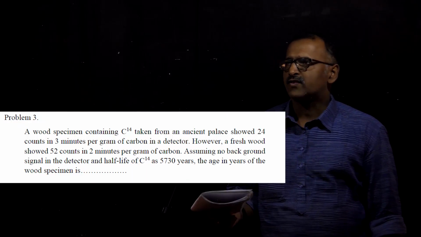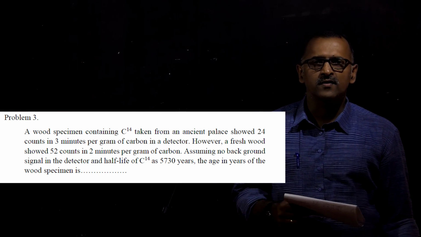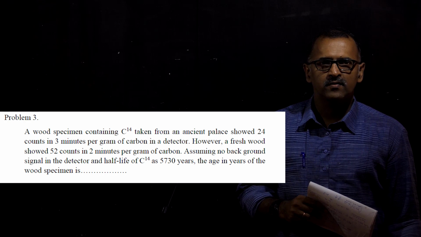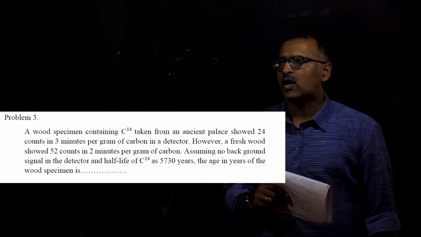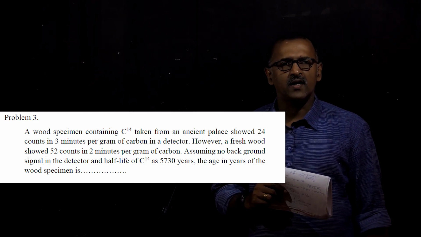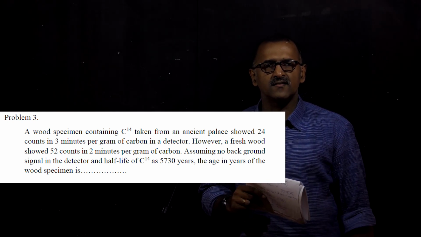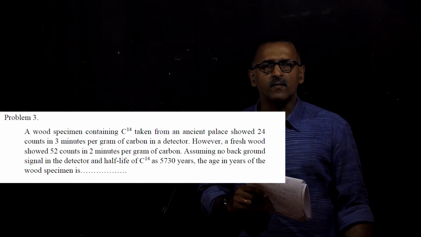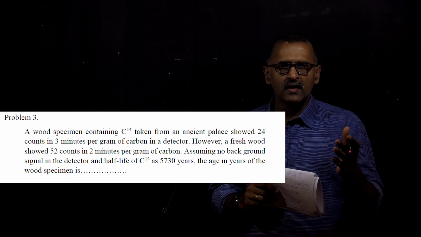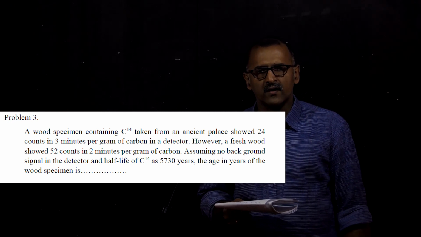Let us move on to the third problem. The problem states like this. A wood specimen containing C14 taken from an ancient panel shows 24 counts in 3 minutes per gram of carbon in a detector. However, a fresh wood shows 52 counts in 2 minutes per gram of carbon. Assuming no background signal in the detector and half-life of C14 as 5730 years, calculate the age in years of the wood specimen. These types of problems are very common, and as we know, radioactive disintegration follows first order kinetics. We can go with the first order kinetic equation.